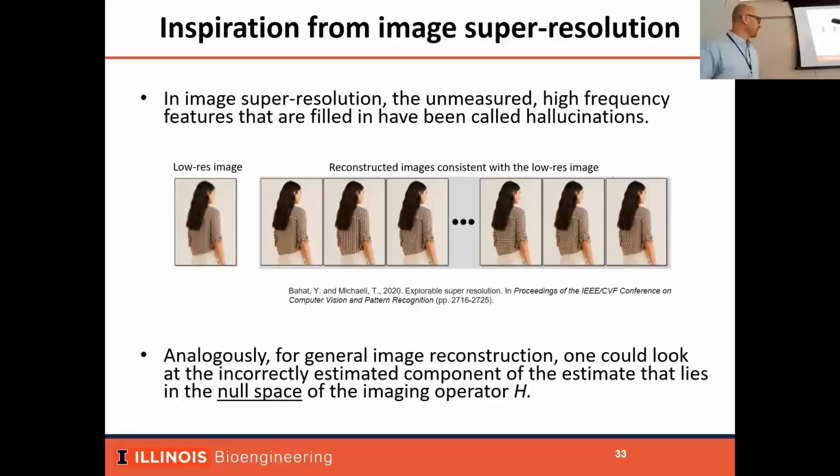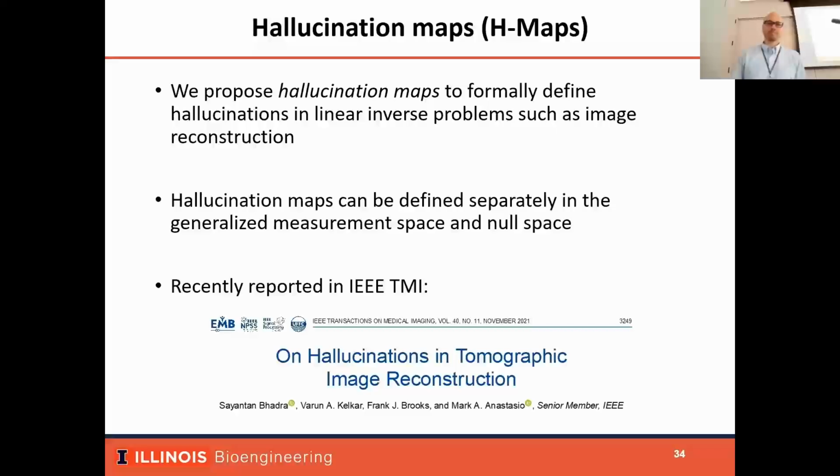So anyway, motivated by this, for general image reconstruction tasks, we could look at the incorrectly estimated component of the object estimate that lies in the null space of the operator. And we could generalize this notion of hallucination to linear inverse problems in tomography. So to do this, we proposed hallucination maps. Hallucination maps, as I'm going to describe shortly, can be defined in the two subspaces of the domain of a linear imaging operator: in the null space and in the measurable or informed subspace.